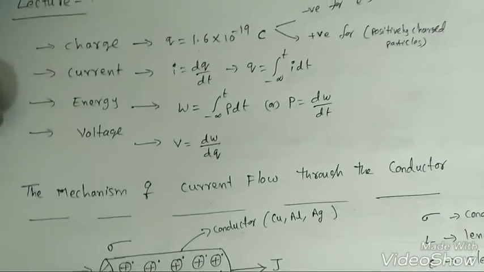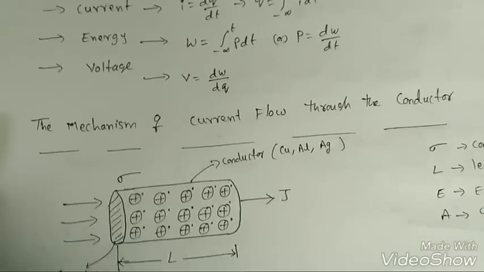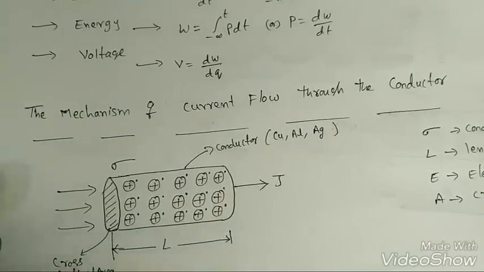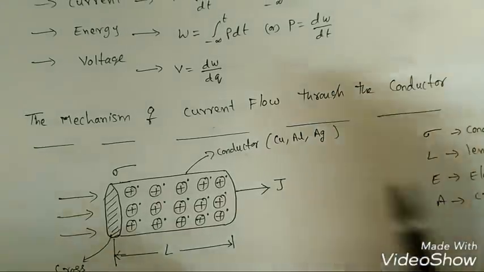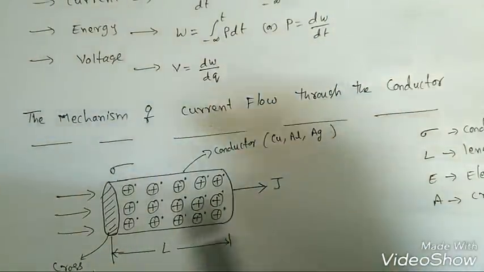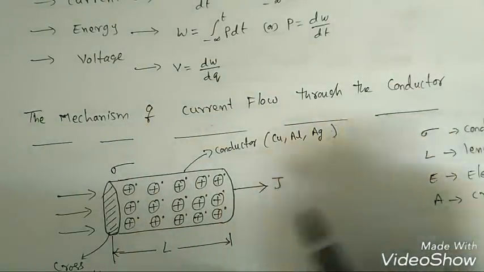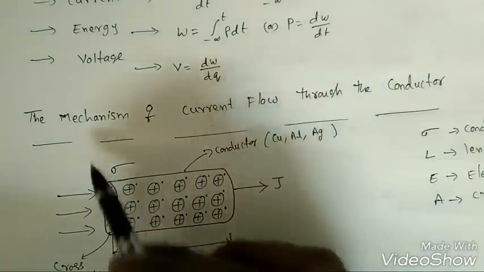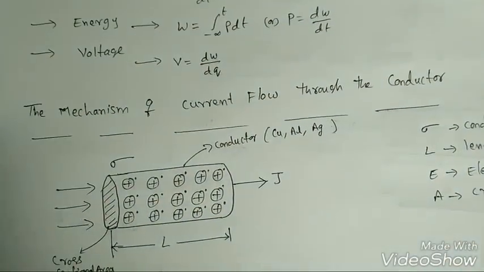Now we are going to discuss the basic concept of how the current flows through the conductor, or what is the current direction. This total circuit theory will depend on these directions only. That's the reason why we need to know this, right? So, the mechanism of current flow through the conductor.